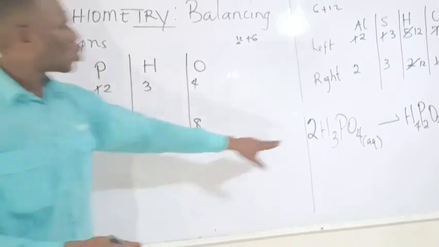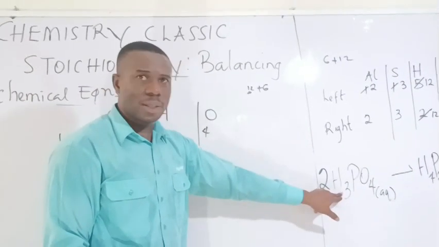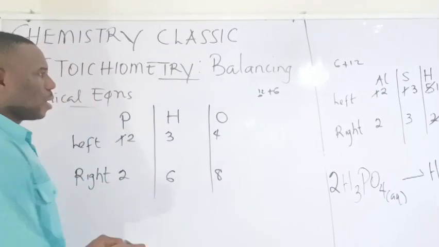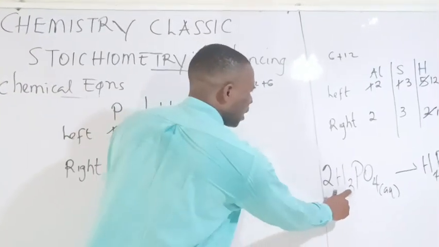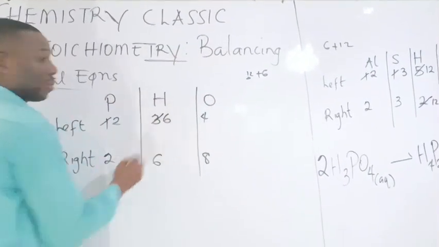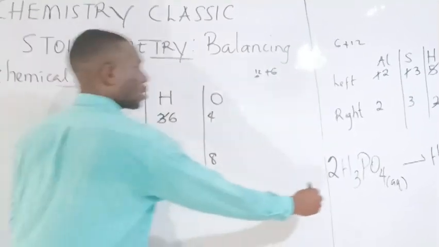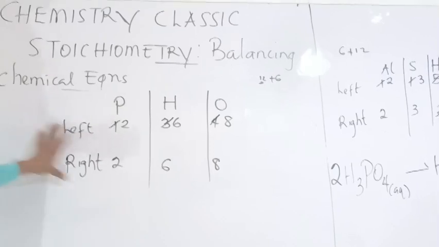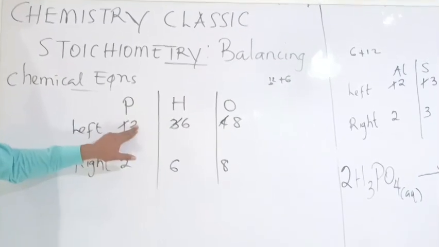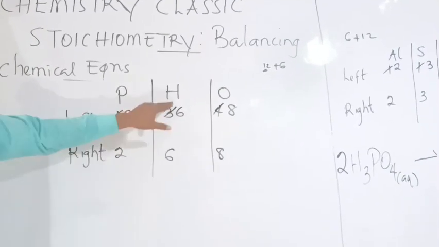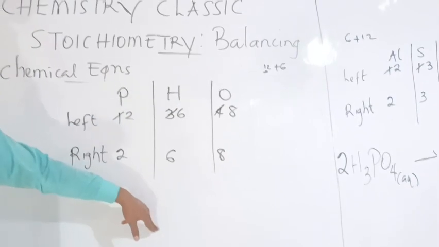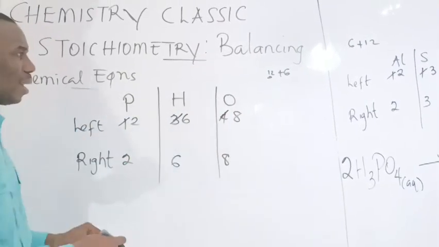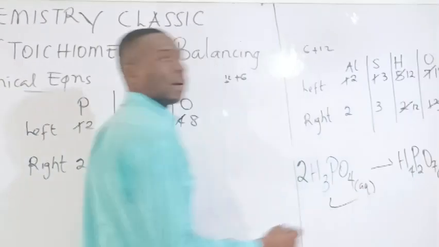Now, this 2 also affects hydrogen and oxygen, right? So hydrogen becomes 3 times 2 is 6 now. Then oxygen becomes 4 times 2, that is 8. And if you go through these numbers, you see I have a 2 for phosphorus on the left and on the right. Hydrogen is 6, the same for both left and right, and oxygen is 8, 8. So clearly, this is the balanced chemical equation.